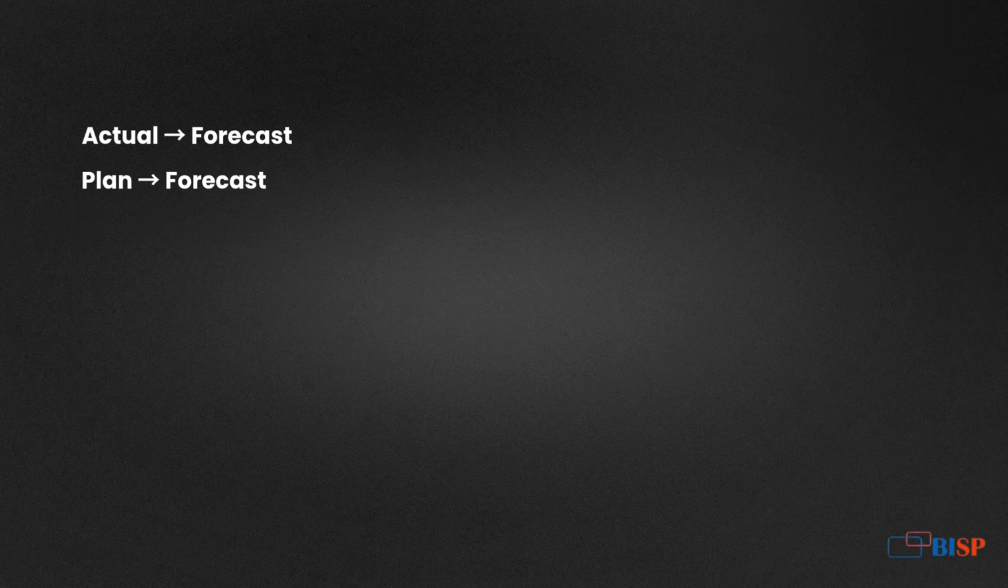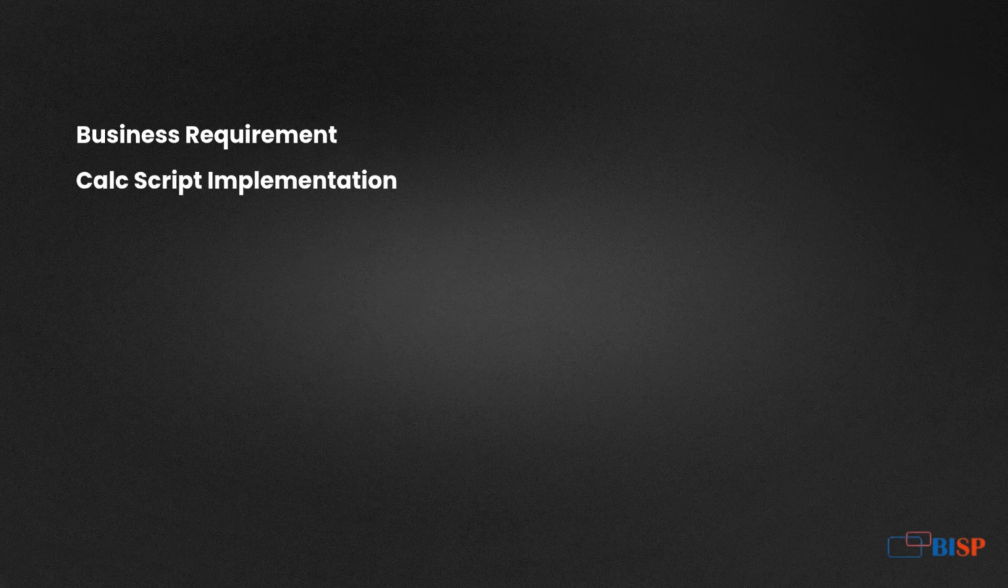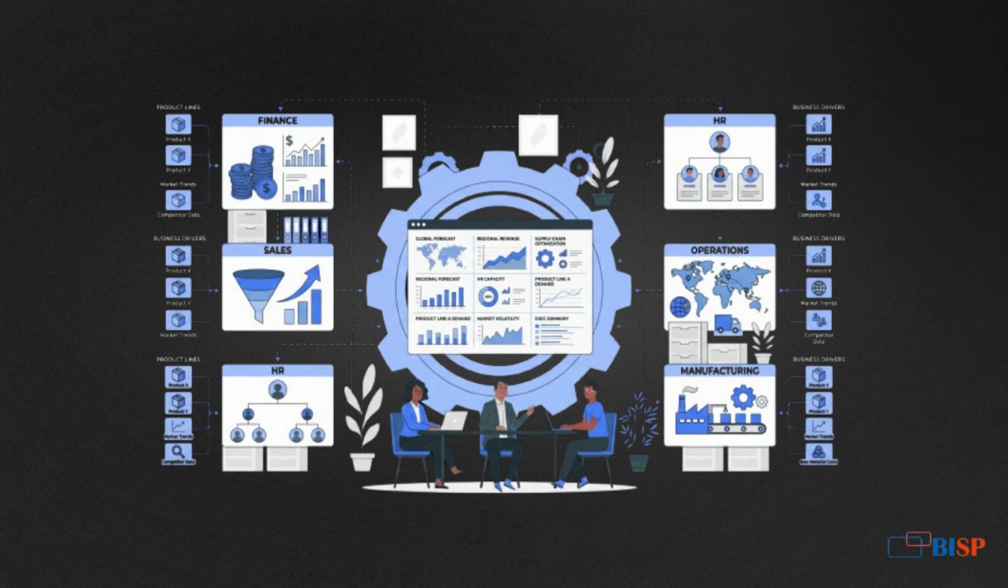Now we can see that in this example, we automated the process of populating the forecast scenario by copying actual data for completed months and planned data for future months. We started by understanding the business requirement, designed the logic and planning model, implemented the solution using a Calc script, and finally validated the result. Although this was a simple example, the same approach can be extended to more complex forecasting requirements involving multiple entities, products, departments, and business drivers.